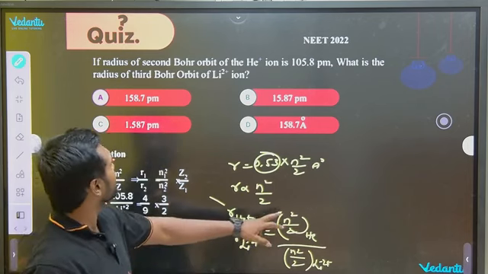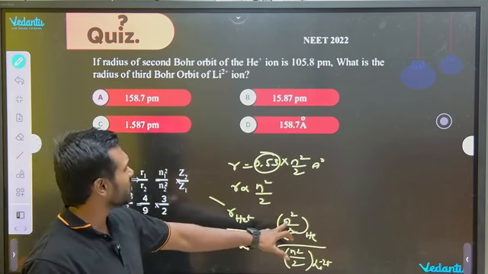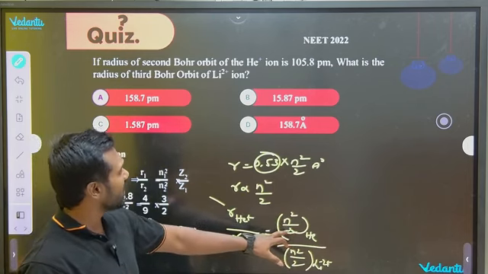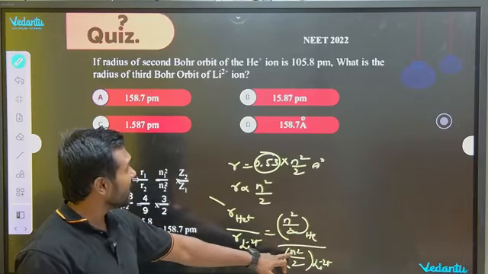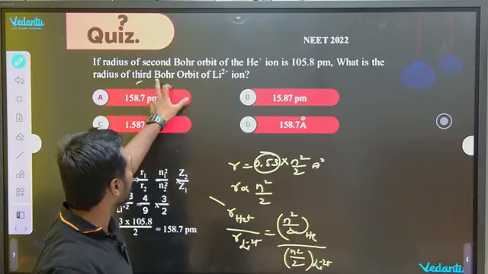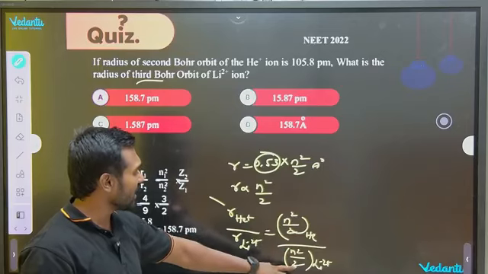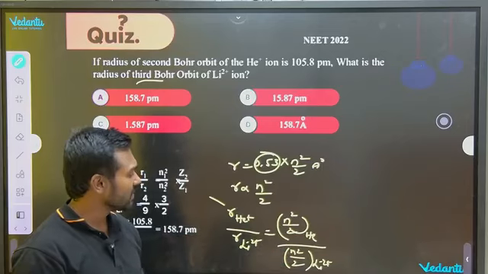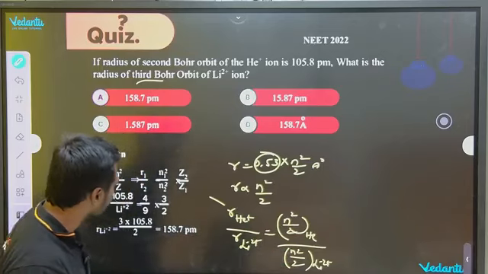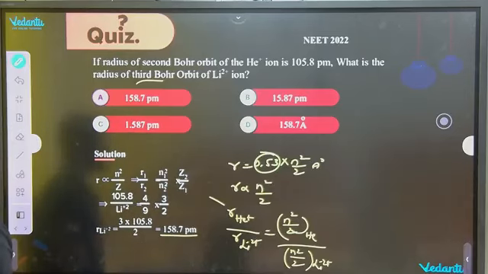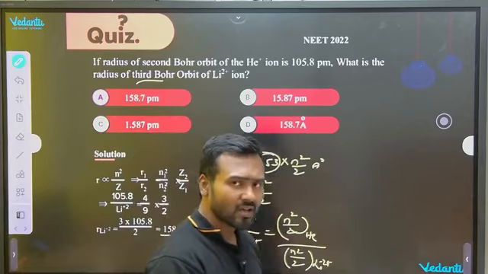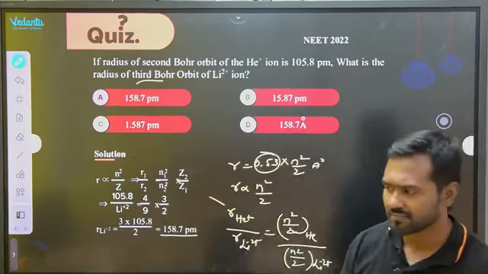This is the second Bohr orbit, means n is equal to 2, and the atomic number of helium is 2. You have to find the radius for the third orbit, so substitute the third value, and for lithium, Z is 3. You substitute all the values, you will get the answer. The answer is 158.7 picometers, simple one. So substitute in the direct formula and you will get it.